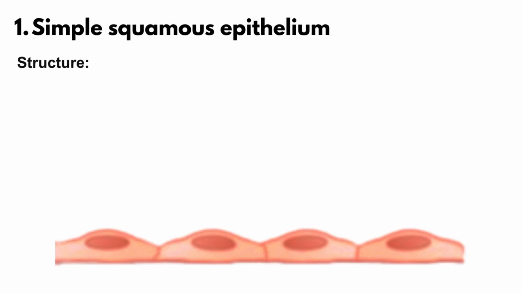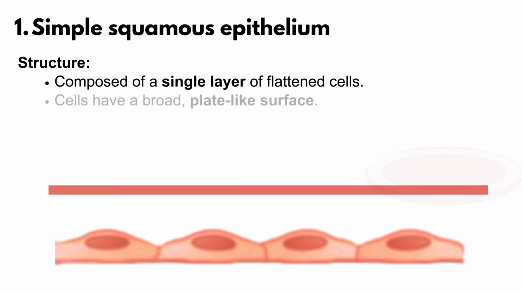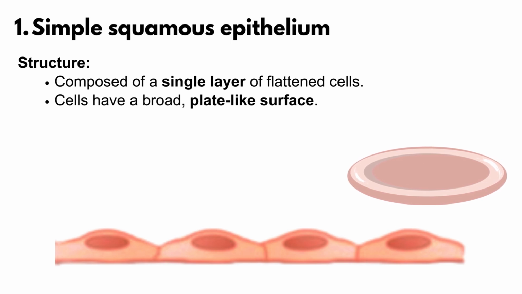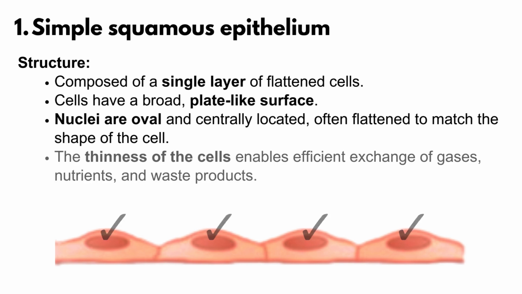processes. Structure. Simple squamous epithelium consists of a single layer of thin, flat cells. The cells have a broad, plate-like shape. They have an oval, centrally located nuclei that are often flattened. This thin structure of cells enables efficient exchange of gases, nutrients, and waste products.